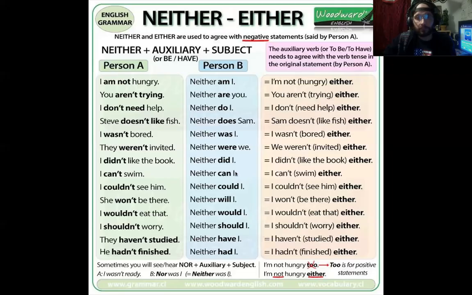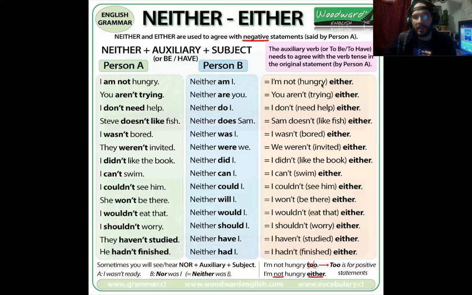Now, you can also use either instead and say, I'm not hungry. I'm not hungry either. You aren't trying. You aren't trying either. And notice on this study chart that they have these in parentheses, and it's optional. You don't have to say that. I'm not hungry. I'm not either.